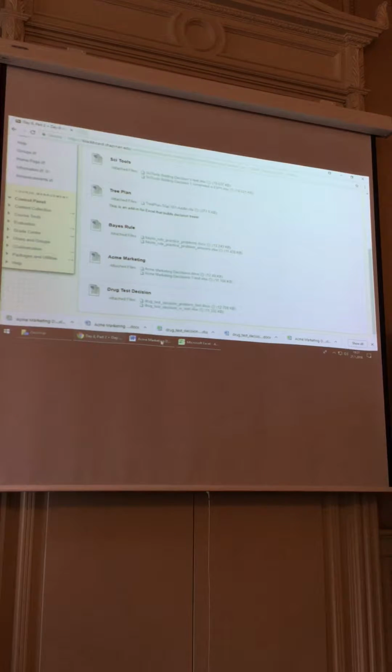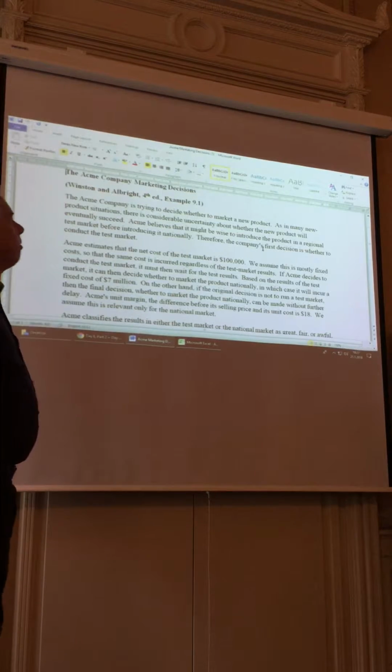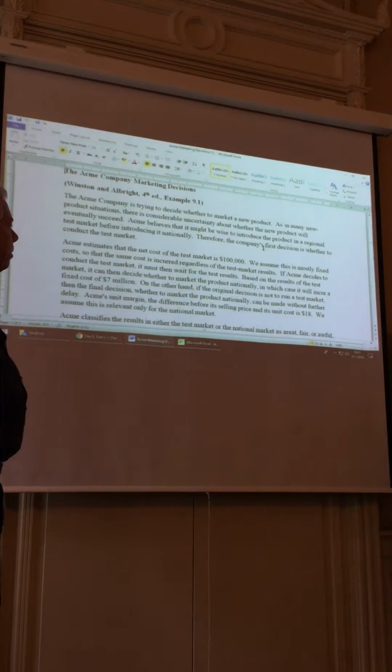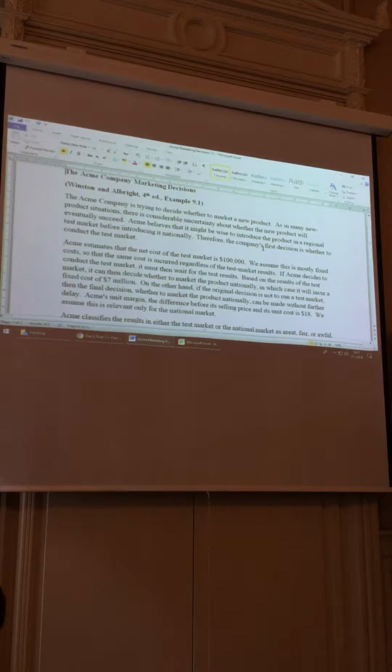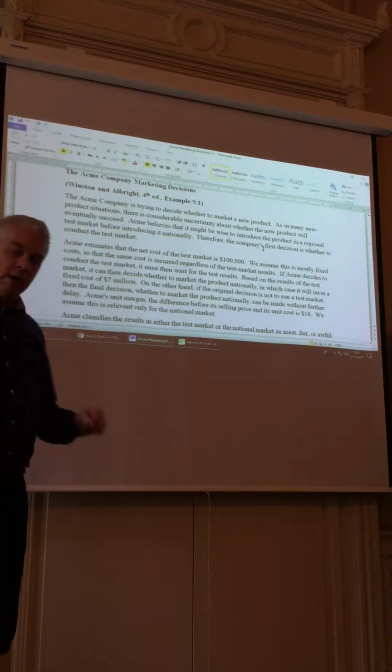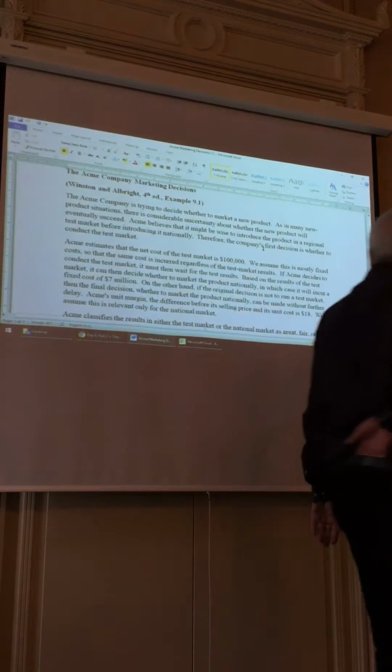This Acme marketing decisions problem is that two-stage problem we were talking about yesterday at the end of class. They're trying to decide whether to market a new product. There's considerable uncertainty about whether the product will eventually succeed. They believe it might be wise to introduce the product in a test market before rolling it out nationally. So their first decision is whether or not to do the test market, because the test market's not free either.